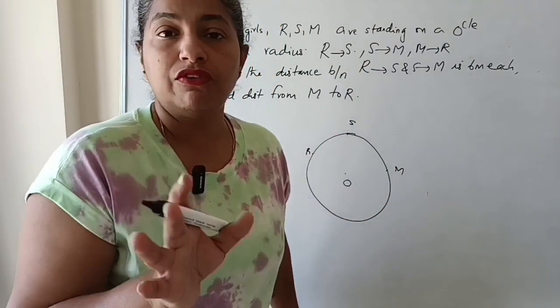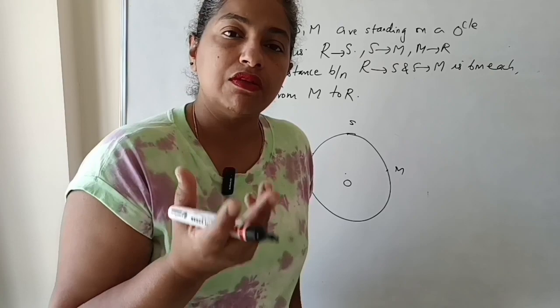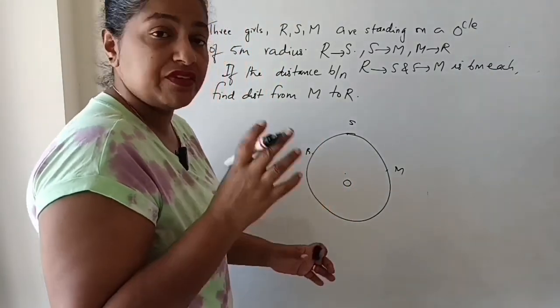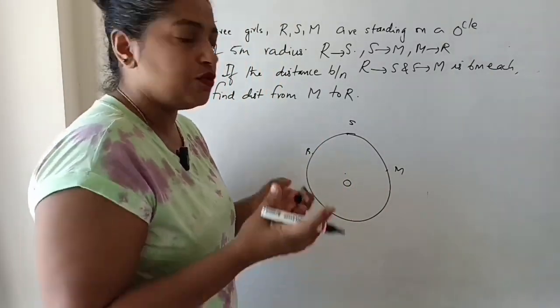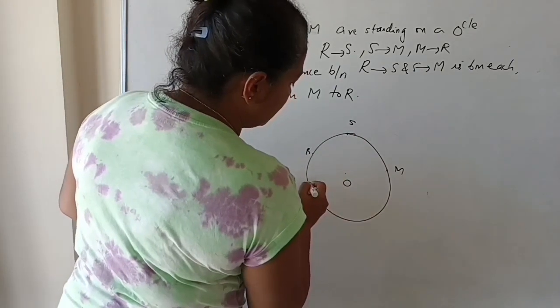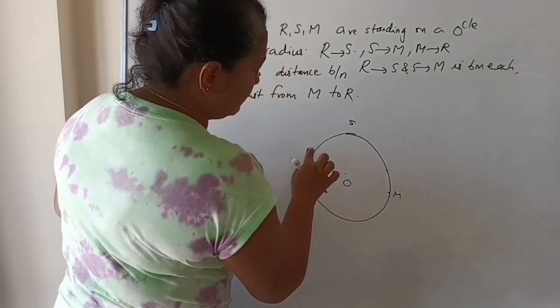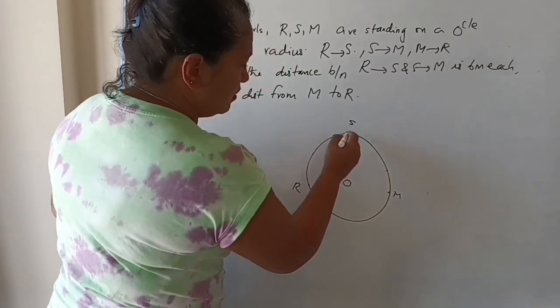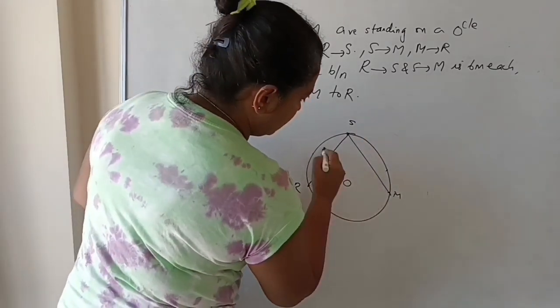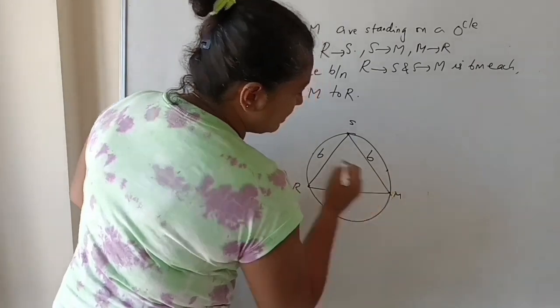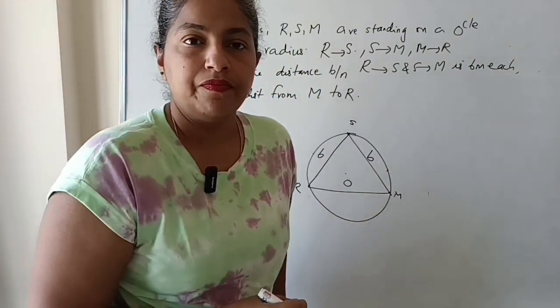I am not aware of the solutions that are being given to you in your classrooms, but I am asking you, why can't I place these three girls at different points in the circle? Like this, all around the center, like this. This is 6 and this is 6. Why can't it be something like this?